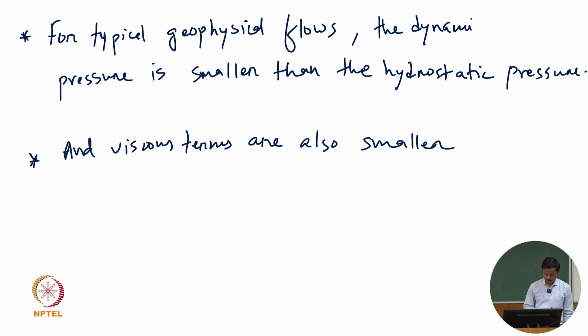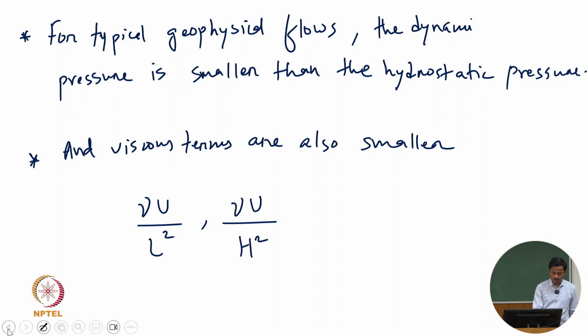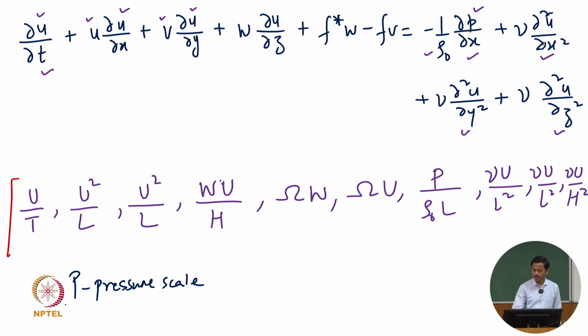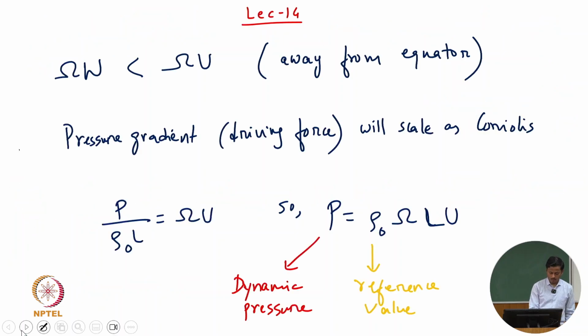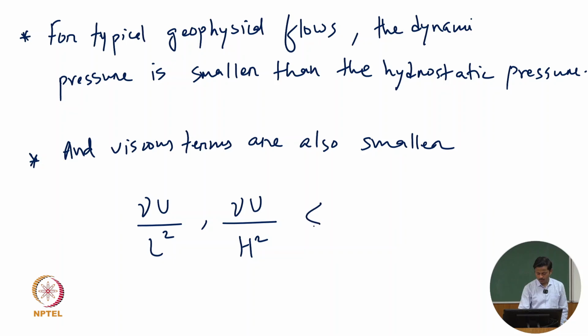And remember that this is why we are doing this. We are trying to remove lots of terms so that we have a slightly simpler form of equations. So this nu u by L squared, nu u by h squared. If I go back again to the previous slide, these are the terms that I am trying to find the magnitudes of. So this is now smaller than omega u. Coriolis, as you know, is important, hence the viscous terms have to be lesser than the order of magnitude of the Coriolis terms.